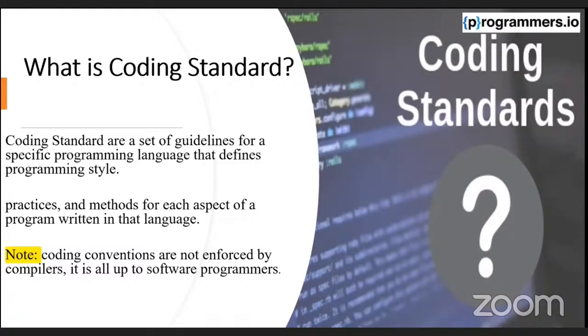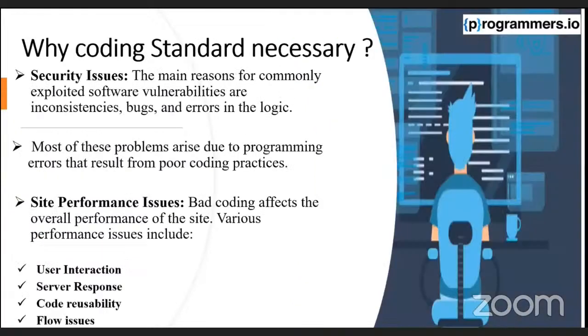Okay, and what is the meaning of this line, the coding conventions are not enforced by the compiler? It means if we are using any comment lines and the coding standards, the compiler doesn't read that. It is for the user's perspective, how the user does that in their coding. So the next thing is why coding standard is necessary.